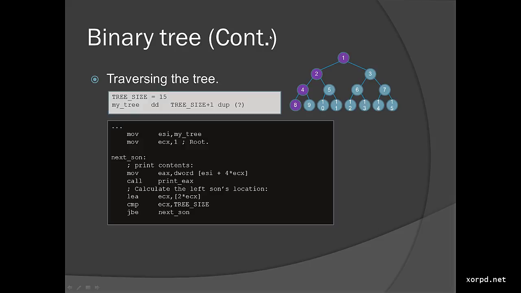I want to show you a little modification of this code, which gives a different result. Make sure to look at this instruction, LEA ECX, 2 times ECX. I just added 1, and I got a different result. Instead of finding out the left son's location, now I find out the right son's location, which means that I'm going to print 1, 3, 7, and 15 to the console.